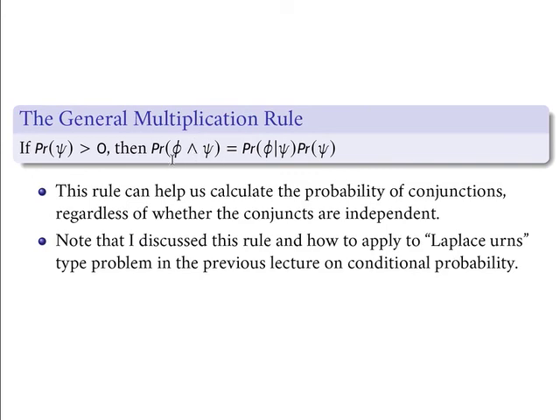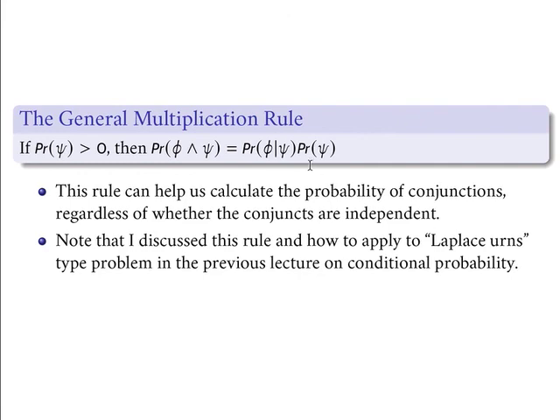But we can also calculate the probability of conjunctions even when they're not independent. So what we do is, instead of just simply multiplying the probability of each conjunct, we have to multiply the probability of one conjunct conditional on the other by the other's unconditional probability. So for any two sentences, the probability of phi and psi equals the probability of phi given psi times the probability of psi. And one thing to note is that this rule helps us calculate the probability of conjunctions regardless of whether the conjuncts are independent.